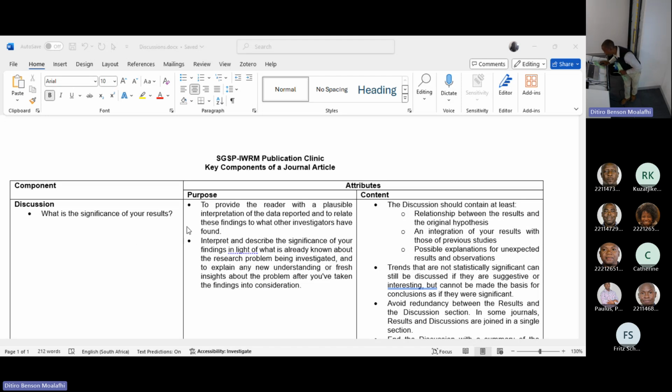Okay. So what is the significance of the results? To provide the reader with a plausible interpretation of the data reported and to relate these findings to what other investigations have found. Because at the end of the day, you are picking from what you found in the public domain, having identified the gaps and where advancements in the field have stopped. What have been the findings which are very much related to your study. Even when you do your discussions, you have to do it within the purview of what has been done and found, which have implications on your study, because mind you, you are advancing from the research wheel, where people have left it.